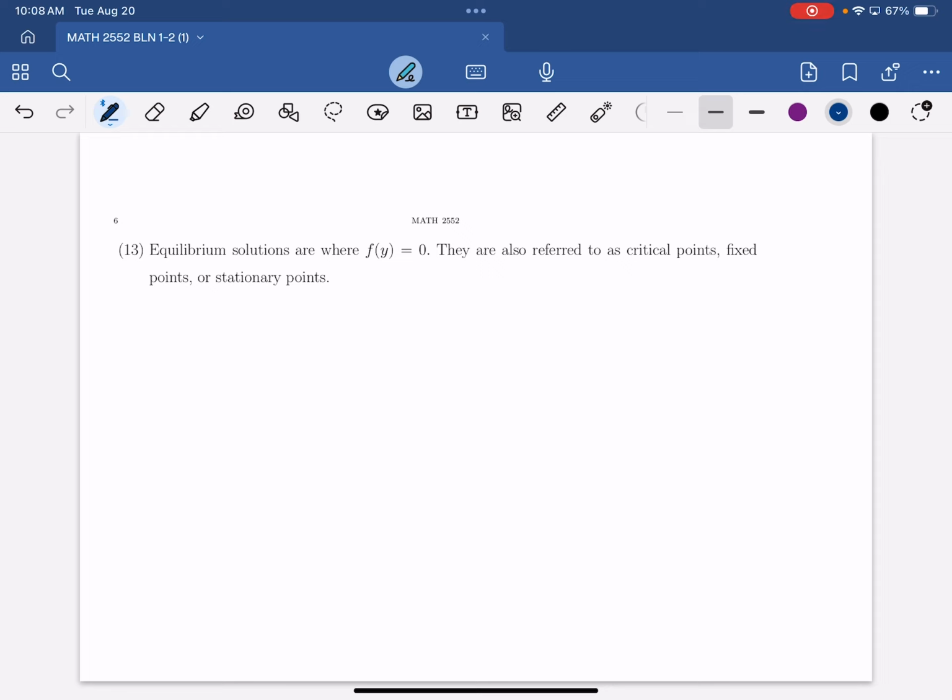So now, what are equilibrium points? Equilibrium points are also referred to as critical points, fixed points, or stationary points. And you know what critical points are from your knowledge of calculus. How do you find critical points? Set the derivative equal to 0, right? So what happens at critical points?